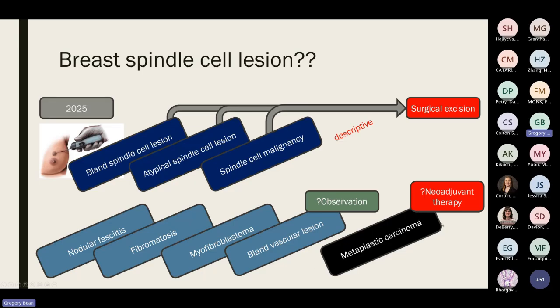Metaplastic carcinoma is on the opposite end of the spectrum: if you can make that diagnosis, the patient would undergo neoadjuvant therapy, so it would be good to afford that patient that opportunity. But sometimes you still can't, and sometimes surgical excision is the next appropriate step.